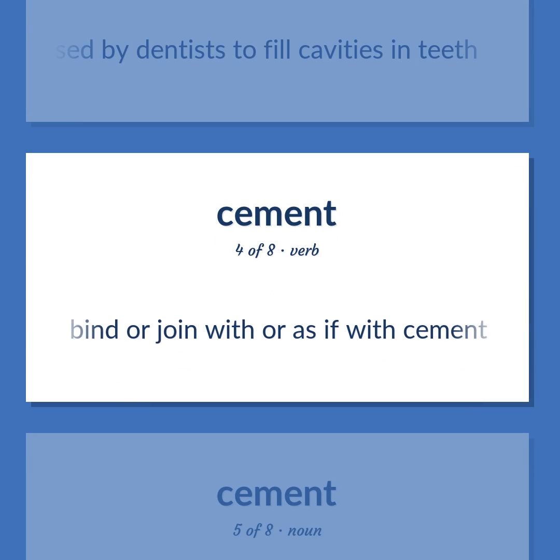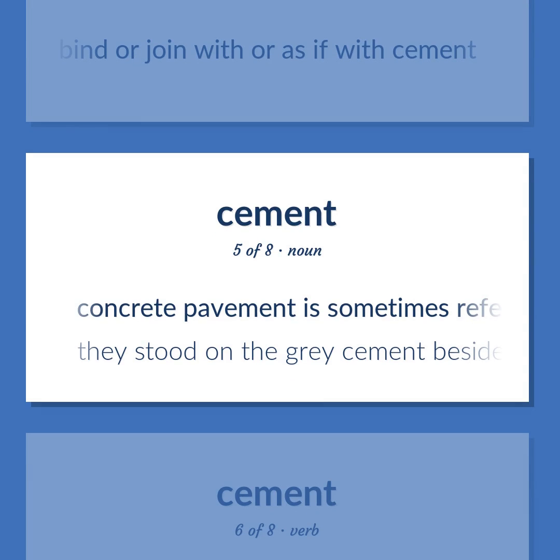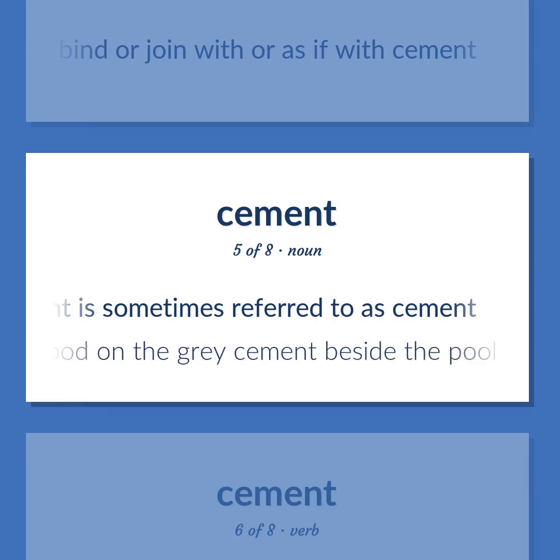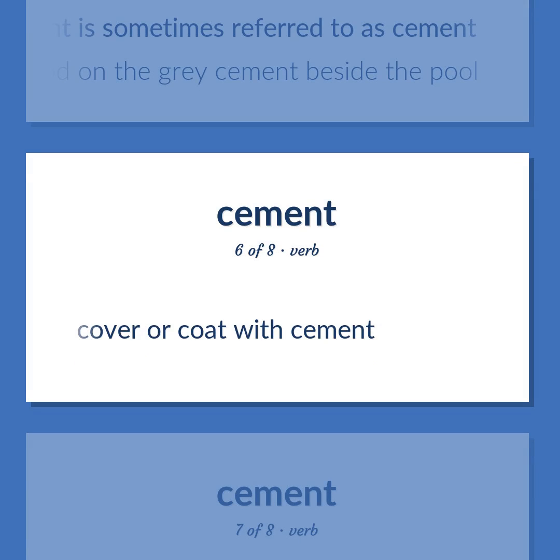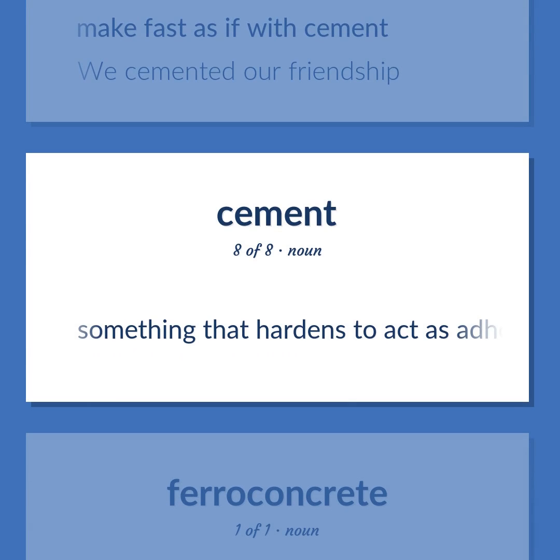Bind or join with or as if with cement. Concrete pavement is sometimes referred to as cement. They stood on the gray cement beside the pool. Cover or coat with cement. Make fast as if with cement. We cemented our friendship. Something that hardens to act as adhesive material.